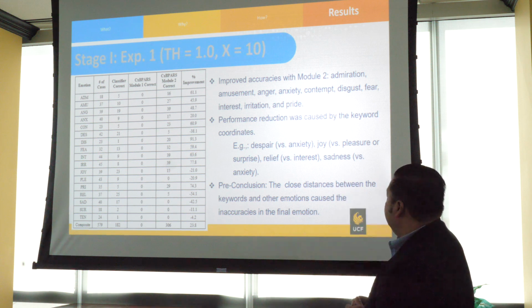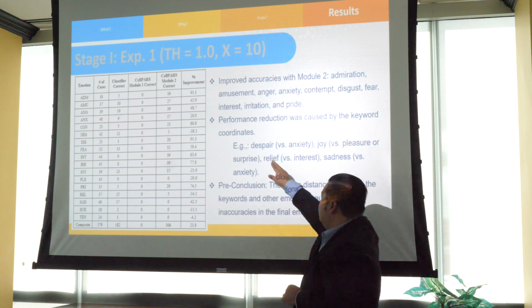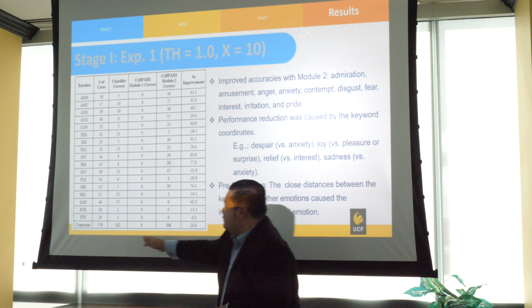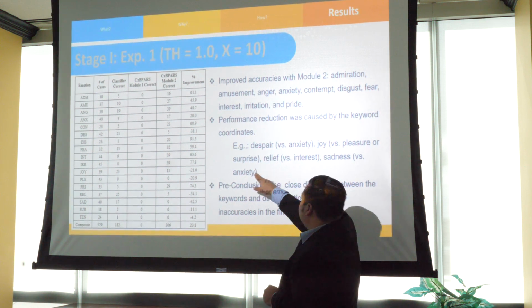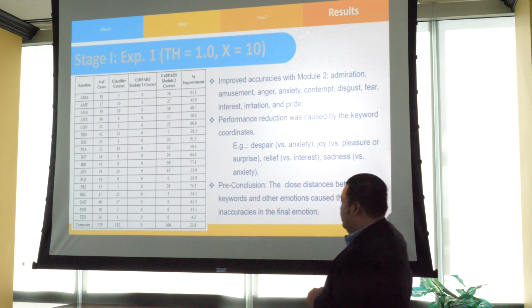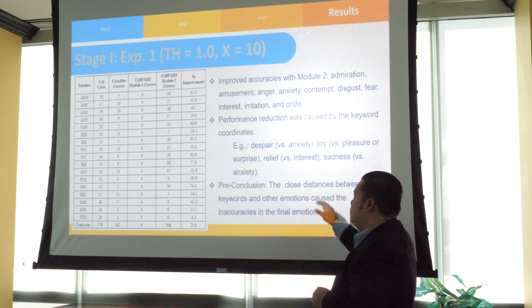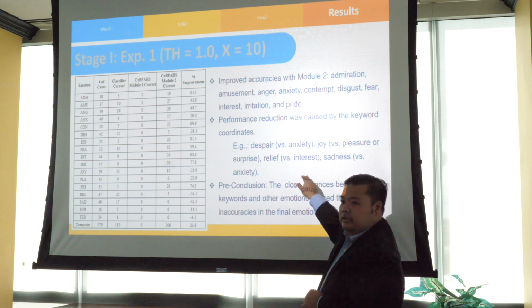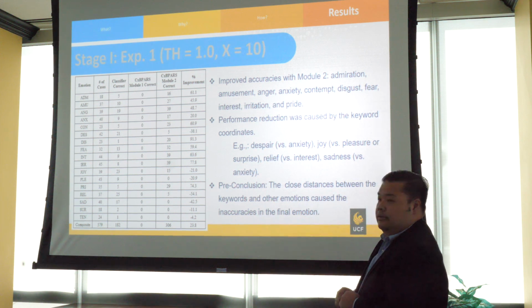So basically we could see the improvement in accuracy in module number 2 for all those emotions. And we also could see that the results were reduced from the first classifier. Despair was classified as anxiety, joy as pleasure, and surprise, relief as interest, and so on. Okay? So from these experiments, we thought the scientific process looks good, right? But the positions of the keywords could mess up the result. That's what we tried to analyze from this first experiment in stage 1.